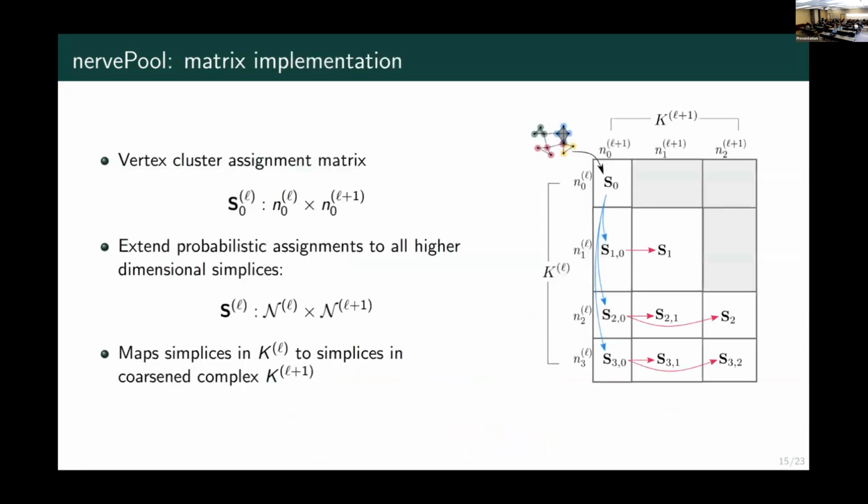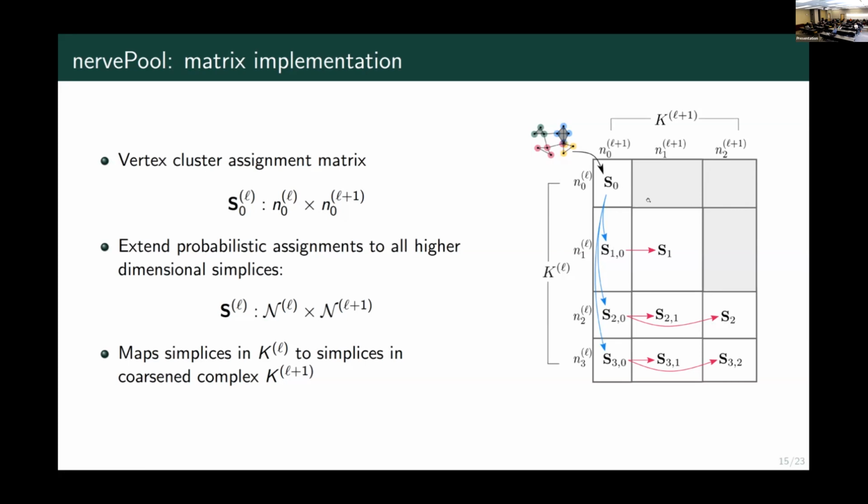Okay, so what does this look like in practice? The matrix implementation of this again starts with just the cluster assignments of vertices, which is given by this matrix S sub 0. The size of this matrix is the original number of vertices in our complex by the number of pooled vertices in our complex, which is the number of clusters. So this is represented by this section in our block matrix over here. And the goal here is to fill out this entire block matrix such that we have a map from all of the simplices in our original simplicial complex to all of the simplices in our pooled simplicial complex.